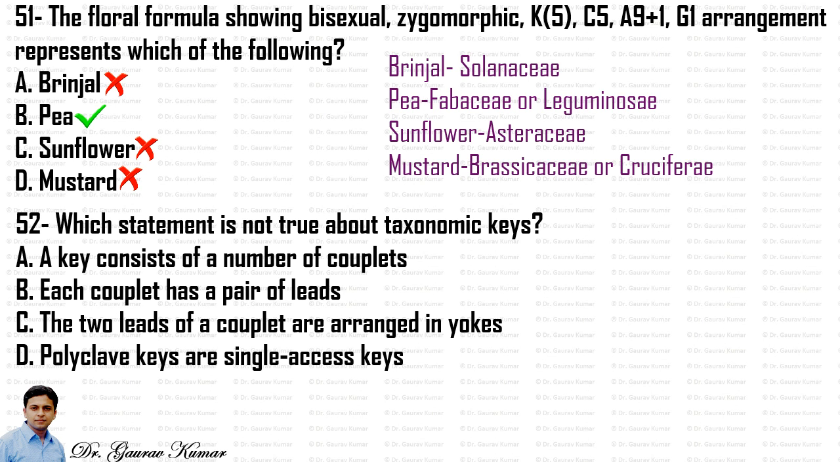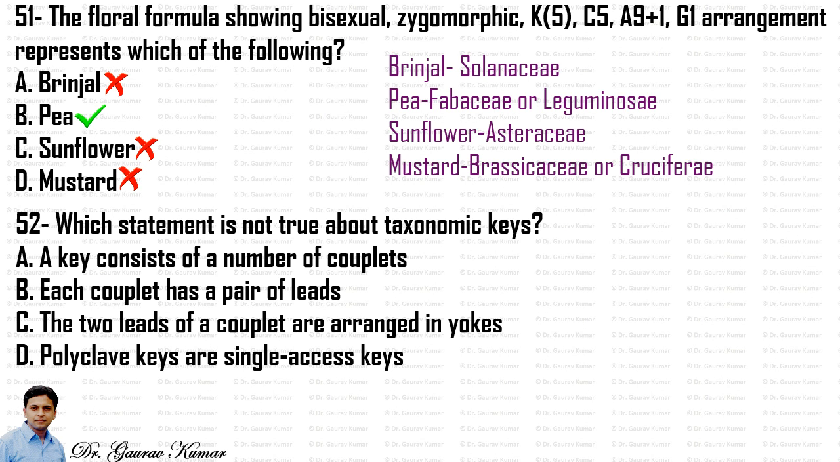Which statement is not true about taxonomic keys? A key consists of a number of couplets. Yes, it is correct. Each couplet has a pair of leads. Yes, out of one couplet, one is a lead and another is for the back, like used for omission. The two leads of a couplet are arranged in yokes. Yes, they are arranged in yokes. And polyclave keys are single axis keys. No, this is a wrong statement.